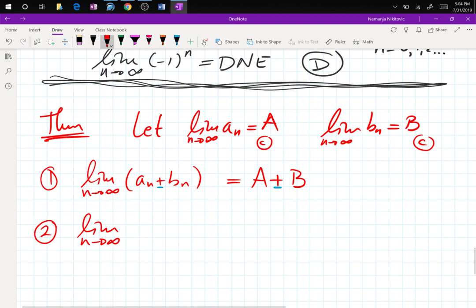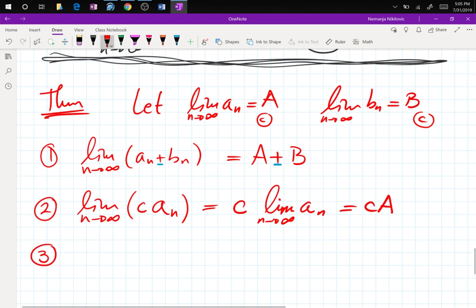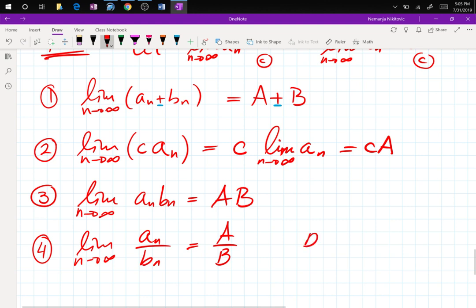The limit as n goes to infinity of some constant c multiplying an, is you can kick the constant outside, just deal with the limit of an, so it becomes ca. Number 3, the limit of an bn is ab, which is very convenient. So no product rule, quotient rule, or any of those. I mean, those are for derivatives anyway, but the limits are so nice because you can actually do the product and quotient. And finally, number 4, if you divide them, you just divide the answers. So an divided by bn is just going to be a over b, provided b is not 0.